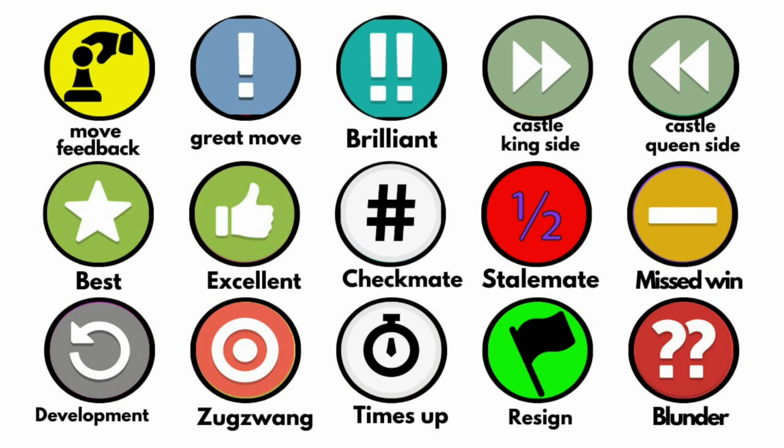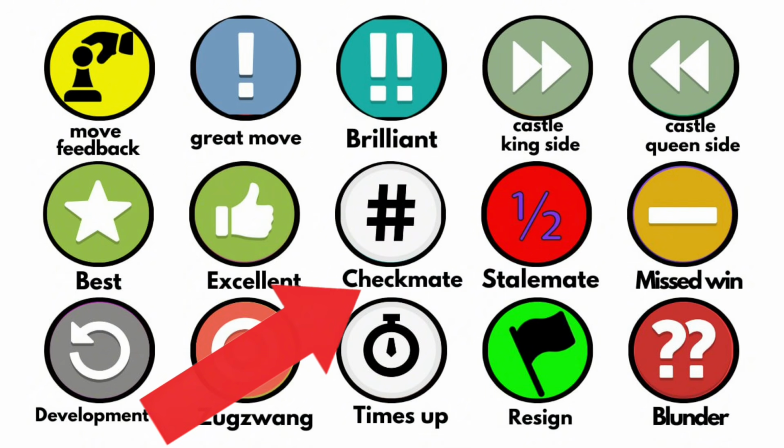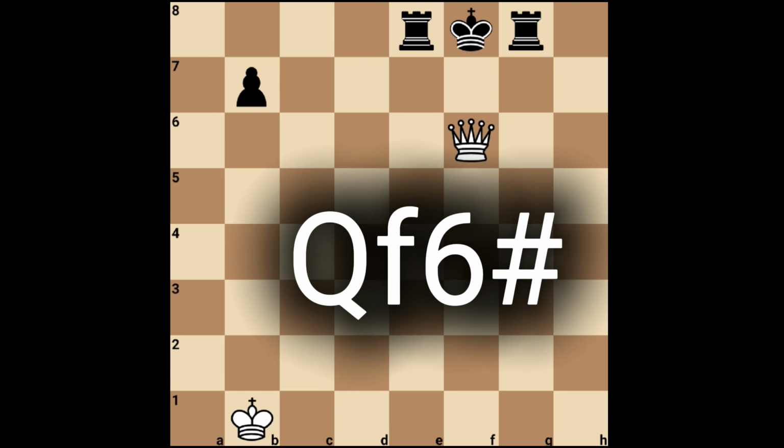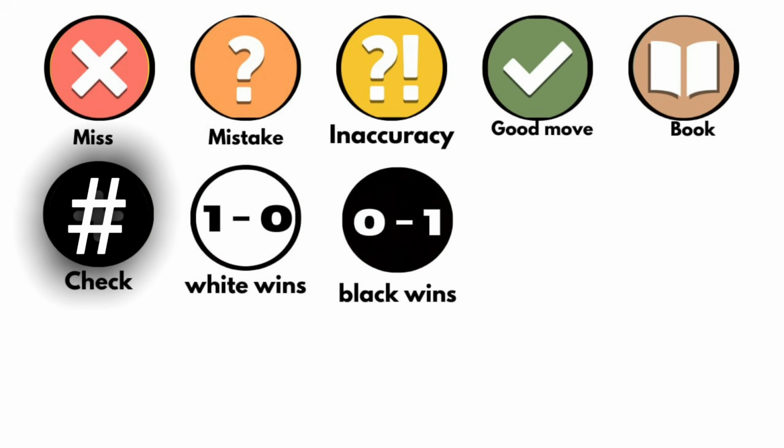Checkmate. Just like the check, you just need to add the hashtag symbol at the end of your annotation. Remember, don't add a plus sign to indicate the check. It's already checkmate, so replace this sign with this sign.